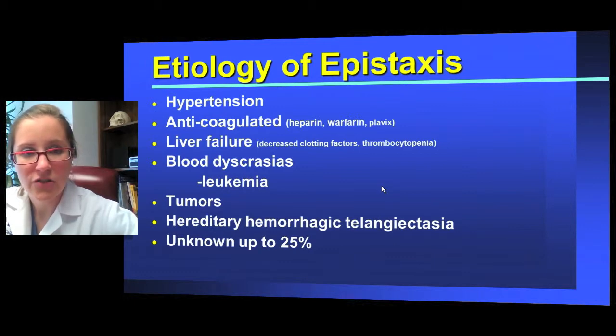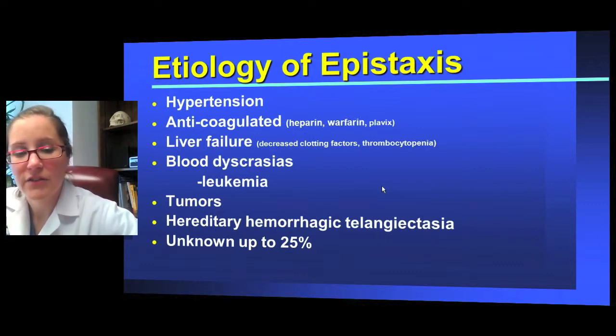In particular, hypertension, increased blood pressure levels can open up the superficial thin blood vessels of the anterior septum. Patients that are anticoagulated, in particular, are inpatients that are either on a heparin drip or Plavix or Lovenox, or outpatients on warfarin are at increased risk of having any form of nosebleed. In particular, patients with liver failure can have decreased clotting factors overall and may have some associated thrombocytopenia or even a poor functioning of existing platelets.